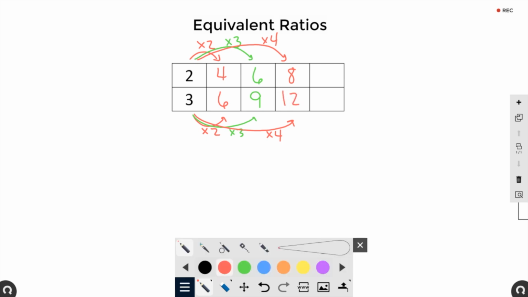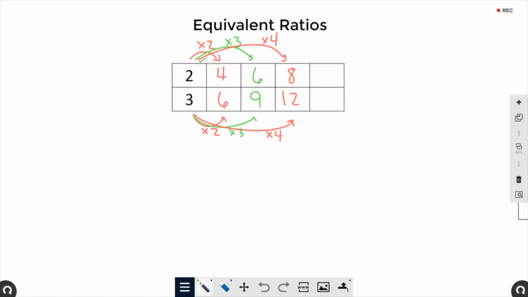And to fill in the last box on this ratio table, we'll take 2 times 5, which will give us 10, and 3 times 5 gives us 15. So we know that all of these ratios are equivalent because they can always be reduced back to 2/3.